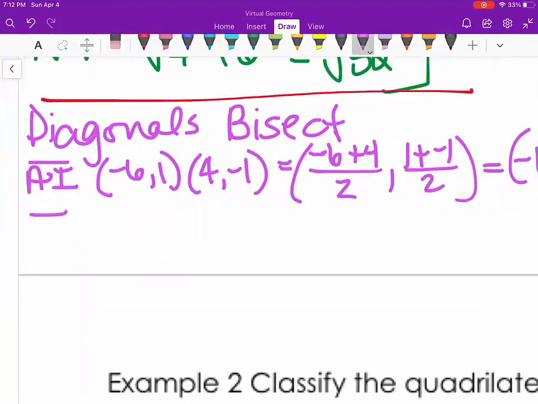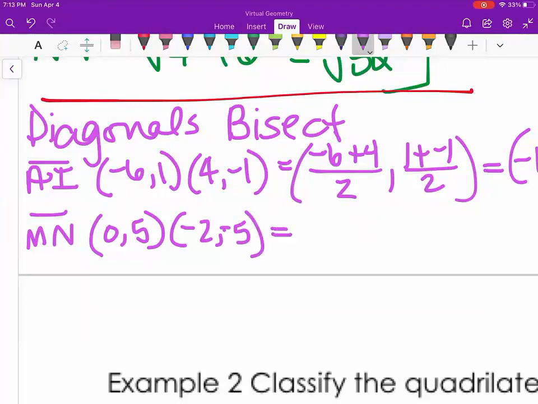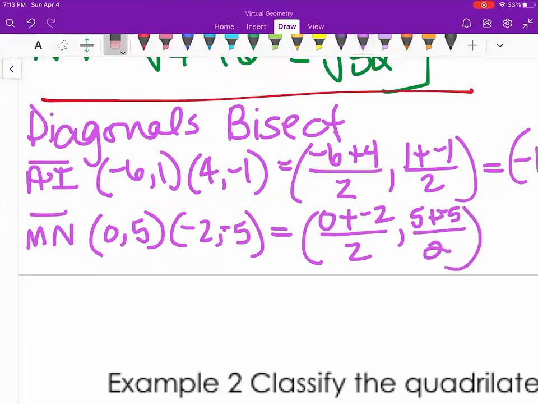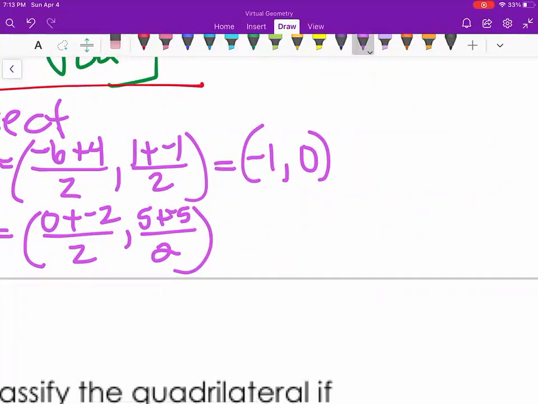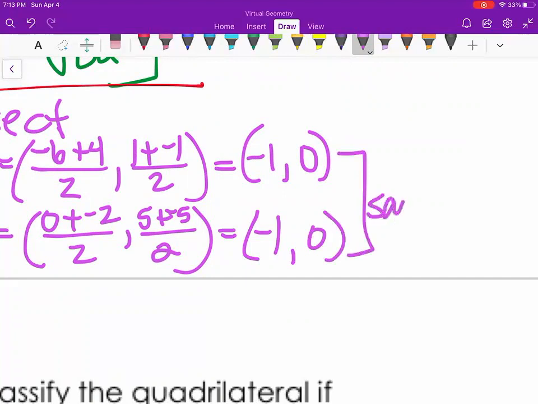All right, now let's do the other one. M to N, segment MN. So M was (0, 5). N, (-2, -5). So let's add up those x's. 0 plus -2 over 2. Add the y's. 5 plus -5 over 2. All right, when I simplify that down, again, I have 0 plus -2 is -2. -2 over 2, -1. And then our y's, 5 plus -5, 0. 0 divided by 2 is 0. They are the same. So right now we have proven it's a parallelogram.